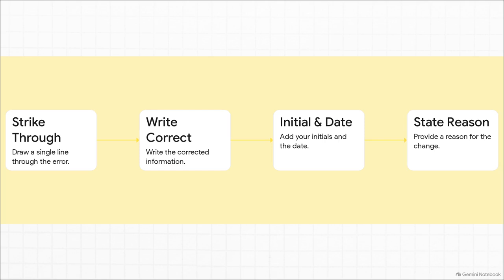Second, write the correct data right next to it. Third, initial and date the change. And finally, state the reason for the change if it isn't completely obvious. That is the absolute gold standard for paper source corrections.